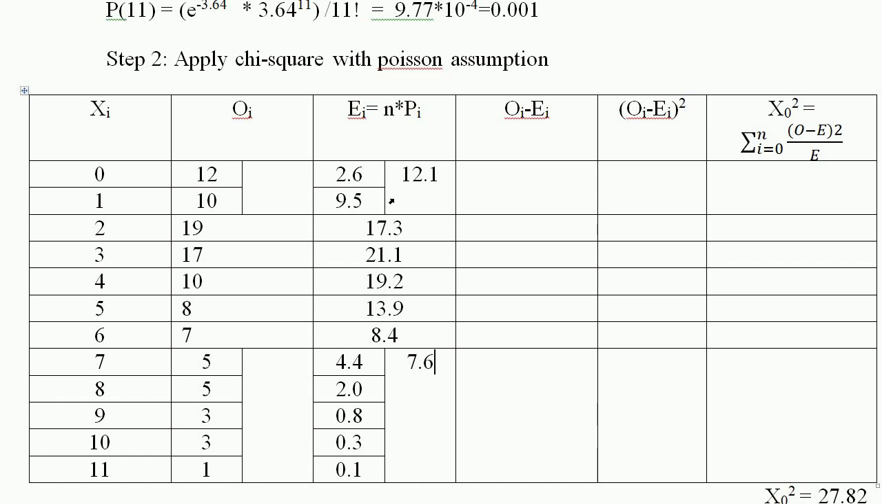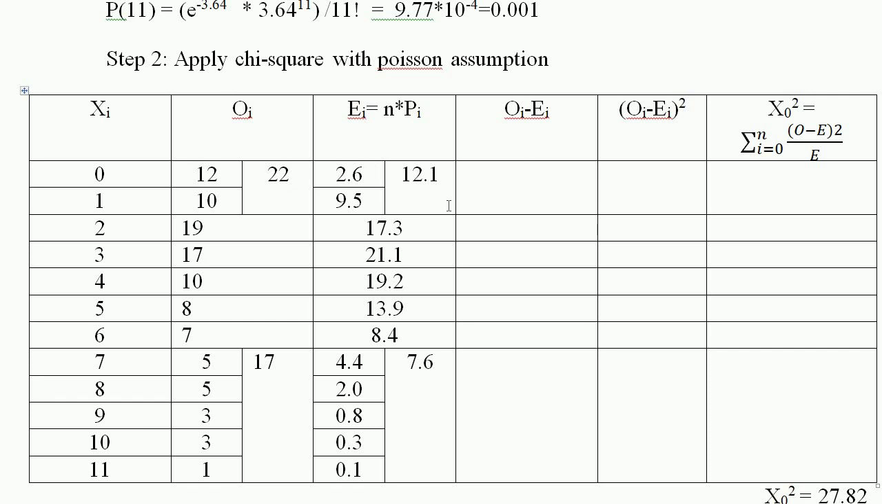If I am combining these two values, it means the observed frequency also we have to combine. So that is 12 plus 10, which is 22. Again here we have to combine all these 5 values. 5 plus 5 is 10, 10 plus 3 is 13, 13 plus 3 is 16, 16 plus 1 is 17. So now, out of 11 intervals, we have reduced them to 7 intervals. Now OI minus EI, we have to compute that value.